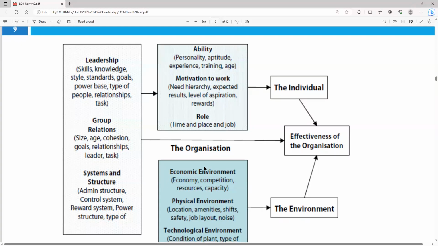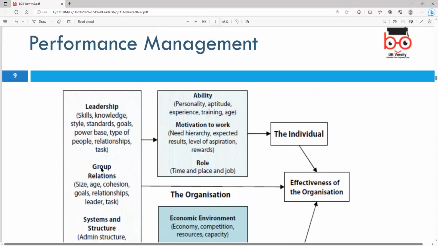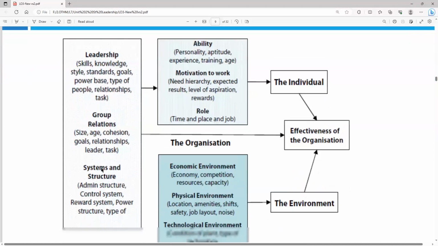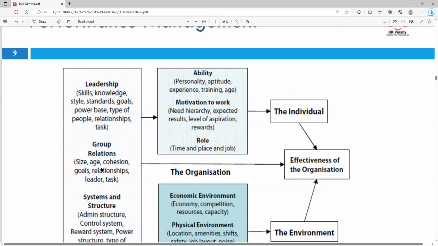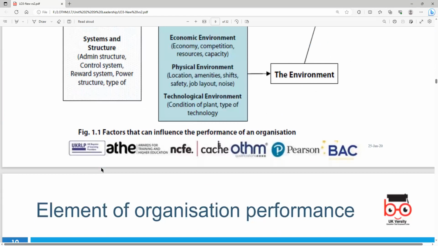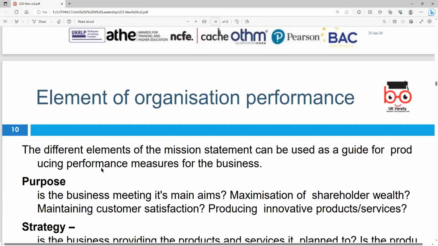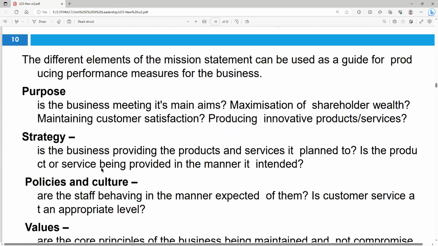Okay, it looks at the economic environment, the physical environment, the technological environment, the leadership style, the systems, the group relations, and the leadership itself. So this combined with the leadership, with the economic environment, with the organization, and the ability to motivate others, together we look at the effectiveness of the organization. Okay, these are some of the factors that can influence the performance of an organization. Other elements of organizational performance depend on the purpose.